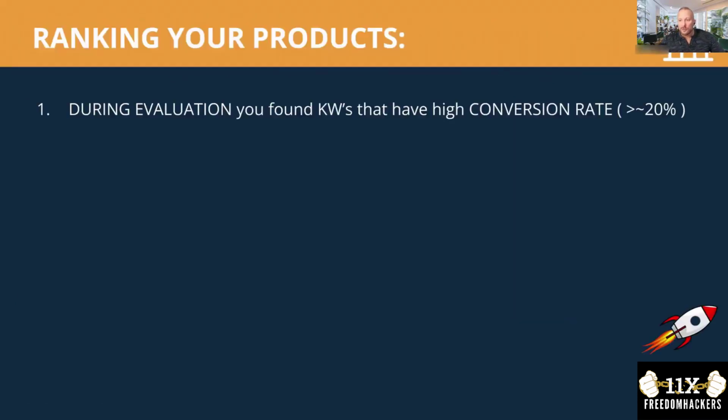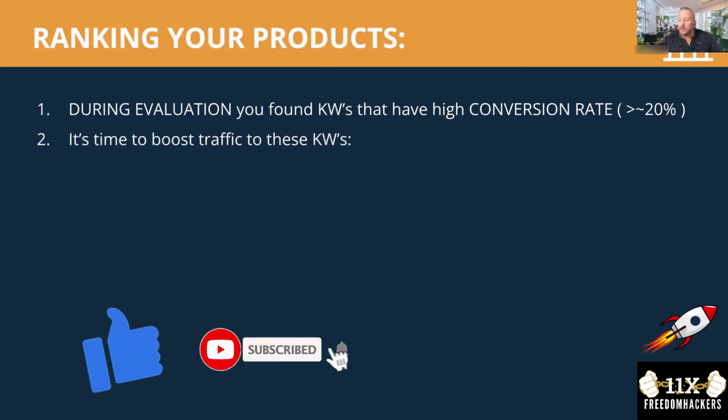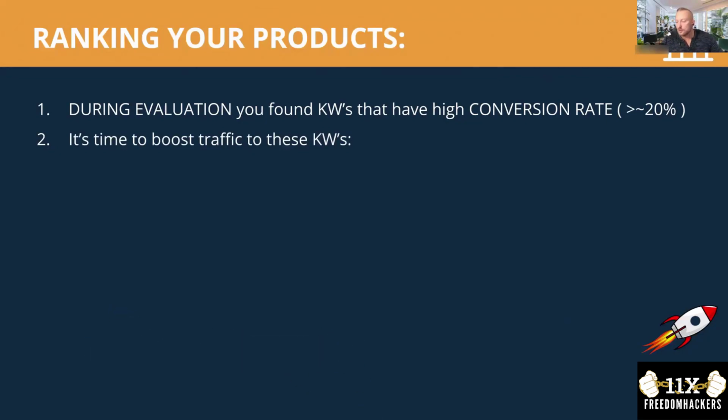So let's say you have a good winning keyword. You find that during the evaluation after launch, you find a keyword that has a really high conversion rate. It means that you're doing more than 20%, right? Now it's time. The way you rank there is you just boost more traffic on that keyword. You just put more and more money into that traffic source, that keyword phrase. But first you need to decide how much you want to spend, because ranking is not cheap, and it depends on the keyword and its cost. It can be extremely expensive as well.